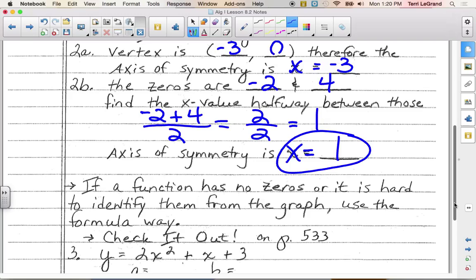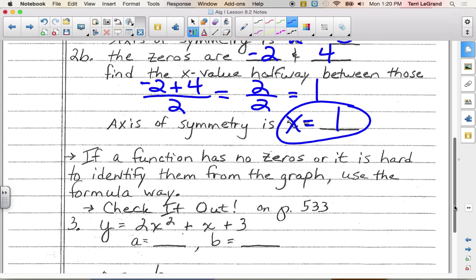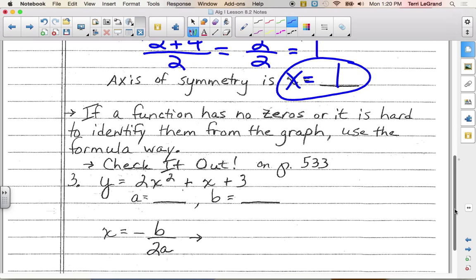Okay, if a function has no zeros, well, remember we said that's a possibility. Or it is hard to identify them from the graph, we can use that formula way. Or like in this case, in 3, check it out on page 533, they give us the quadratic function. Did they give us a graph, by the way, for that one? Is there a graph for this one? No. They just gave us the quadratic function, that's all?